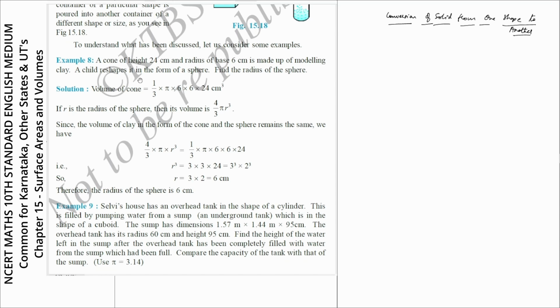A child reshapes it in the form of a sphere. So the cone is converted into a sphere. Therefore, the volume of the cone will be equal to the volume of the sphere. Find the radius of the sphere is the question. Now you can see the volume of the sphere is equal to the volume of the cone. Finally, when we substitute all the values, we can get the radius of the sphere.